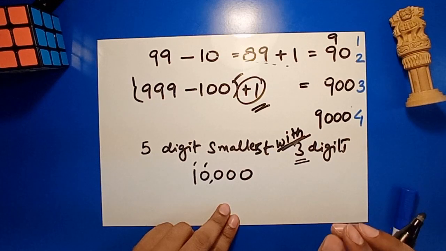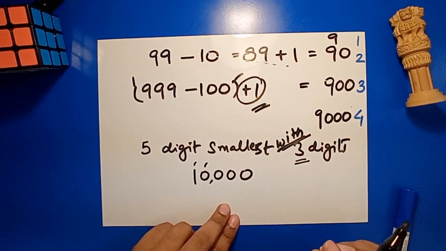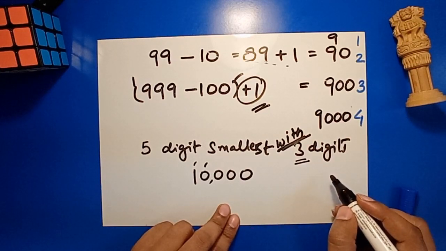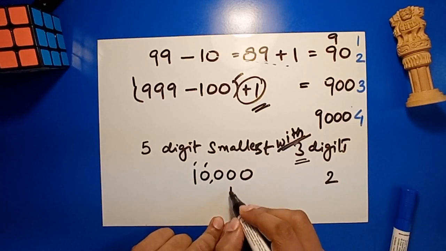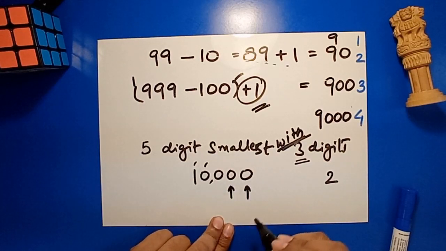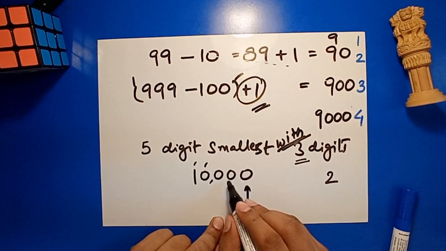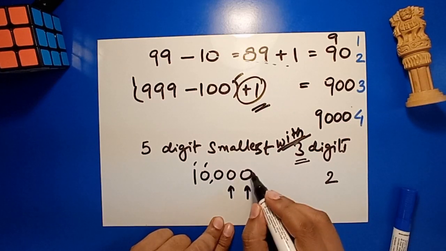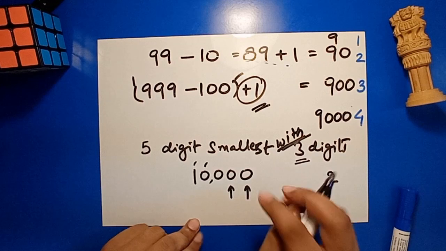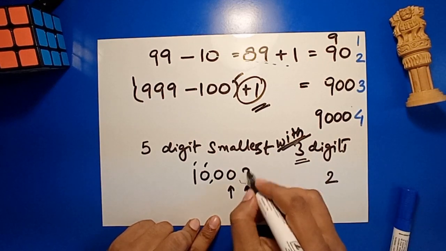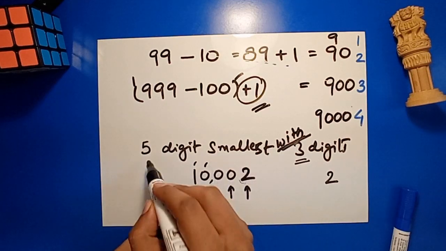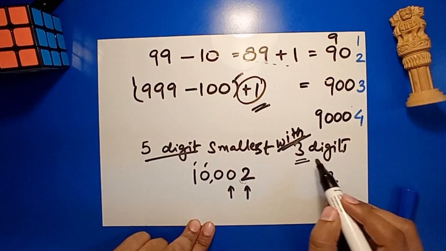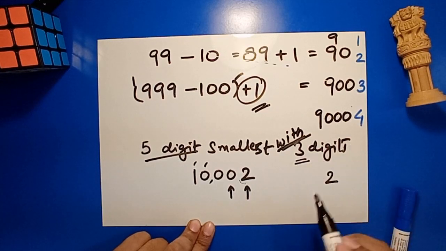Because I have to find the smallest number, I will naturally use the smallest digit. What is the smallest digit that I have not used? 2. And where should I use it? Should I use it here or should I use it here? Which has the smallest place value? Definitely the ones place. So I will use 2 here. So 10,002 is the smallest 5-digit number which uses 3 digits.